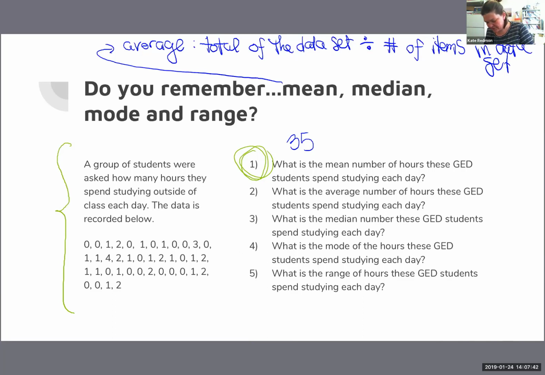So I'm going to go ahead and divide. Now, what should I divide by? Well, how many items were in the data set? Even though I didn't add in my zeros, they are still items in the data set, so make sure you count them. Looks like we got 1, 2, 3, 4, 5, 6, 7, 8, 9, 10, 11, 12, and then another 12 makes 24, 36, 37, 38, 39, 40. So I am dividing by 40. Is everybody okay with that?